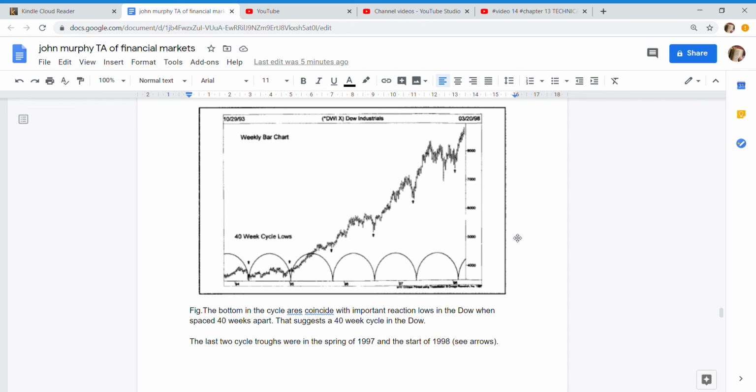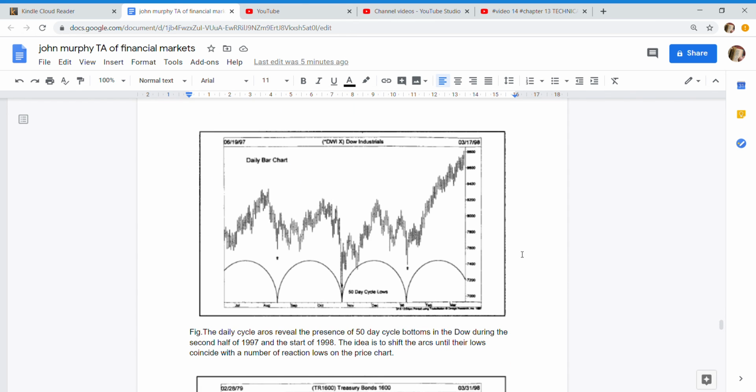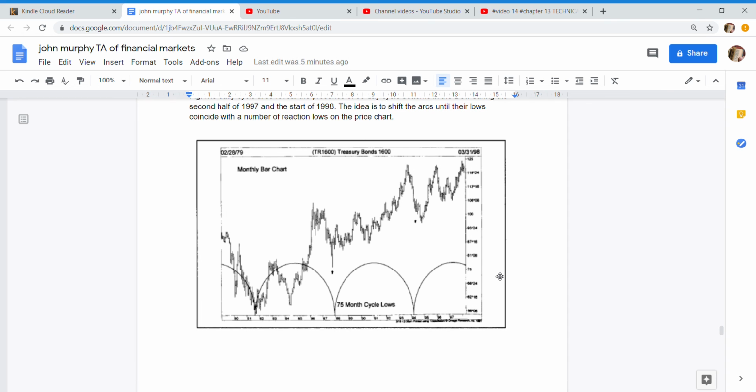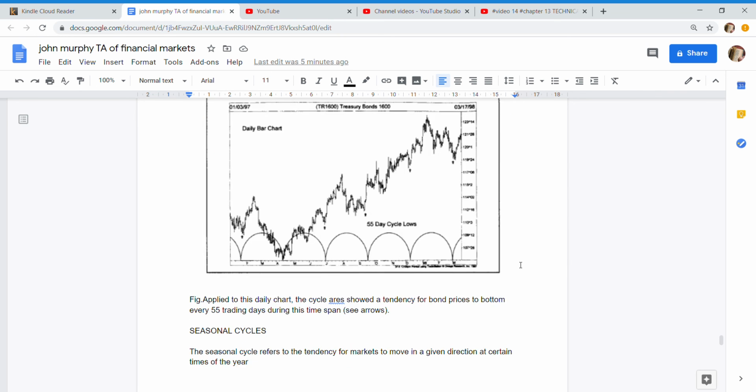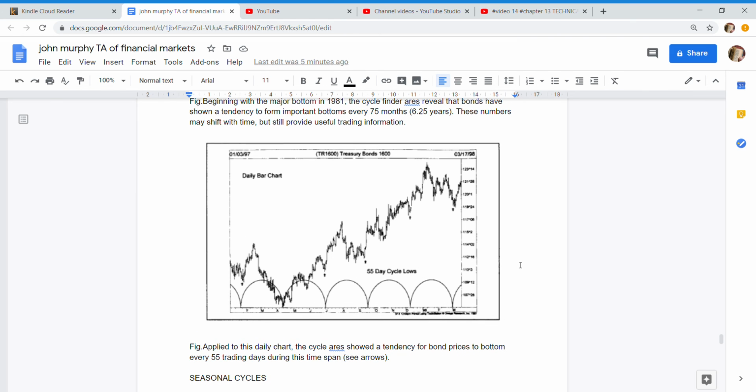The daily cycle arcs revealed the presence of 50-day cycle bottoms in the Dow during the second half of 1997 and the start of 1998. The idea is to shift the arcs until their lows coincide with a number of reaction lows on the price chart. Beginning with the major bottom in 1981, the cycle finder arcs revealed that bonds have shown a tendency to form important bottoms every 75 months, 6.25 years. These numbers may shift with time, but still provide useful trading information. Applied to this daily chart, the cycle arcs showed a tendency for bond prices to bottom every 55 trading days during this time span.